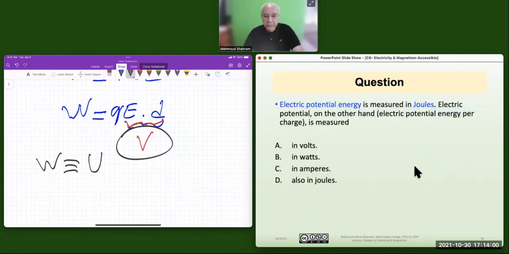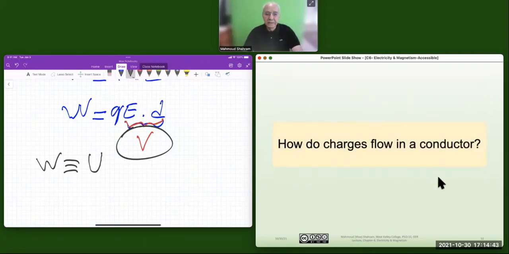Some questions for you. Electric potential energy is measured in joules. Electric potential, which we call voltage, is measured in units of volts. So let's see how these charges move through the conductor.